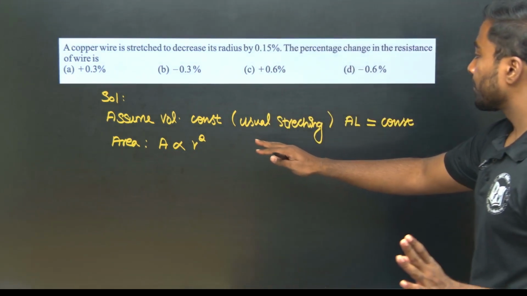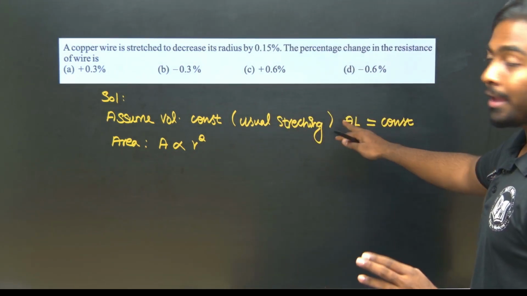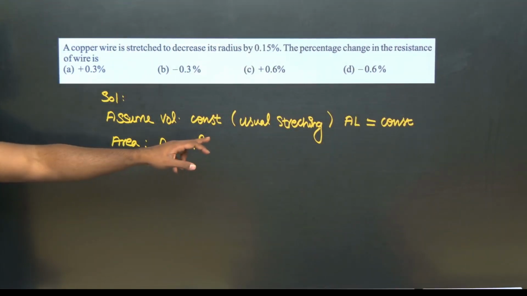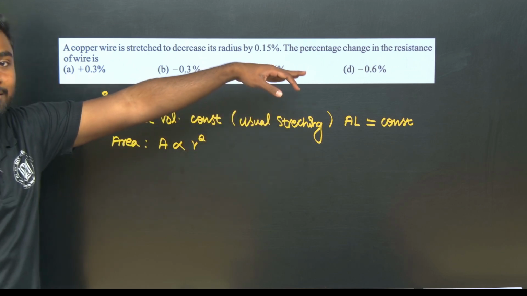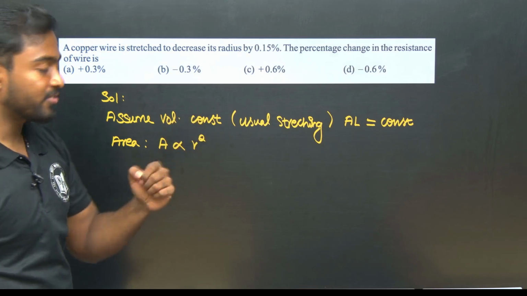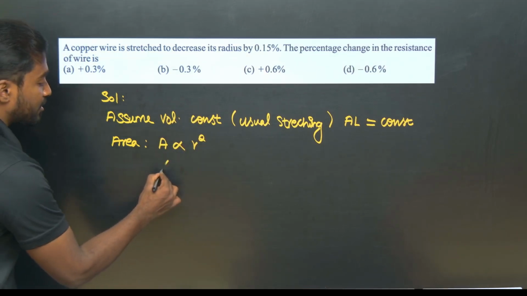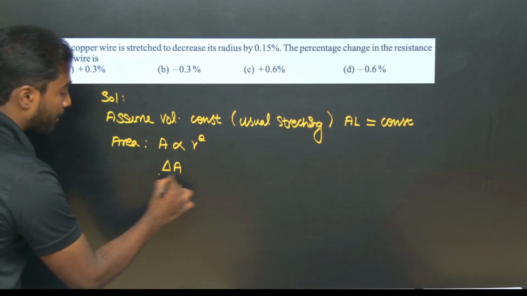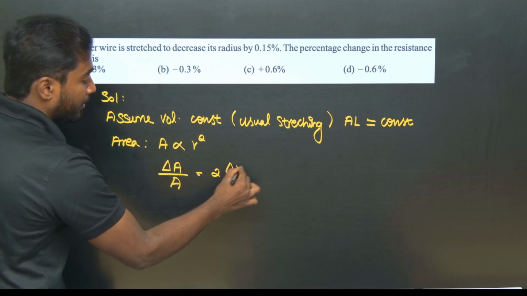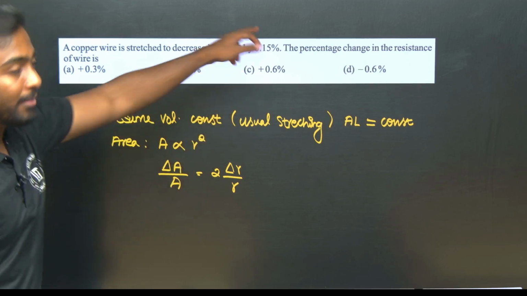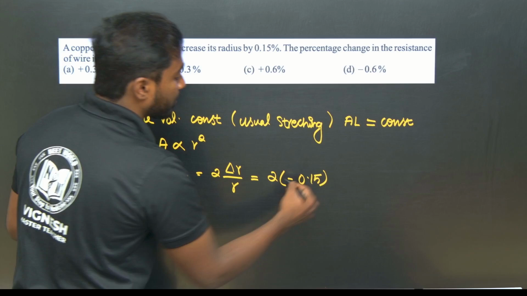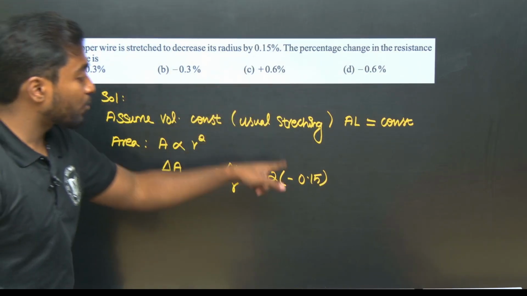So assume that with usual stretching, A into L, area and length, is constant. A is directly proportional to the radius square, pi R square, the circle radius. So from this, change in area by original area will be equal to 2 times change in radius by radius. The radius has been decreased, so 2 into minus 0.15 percentage. Decreased, that's why I have taken minus.